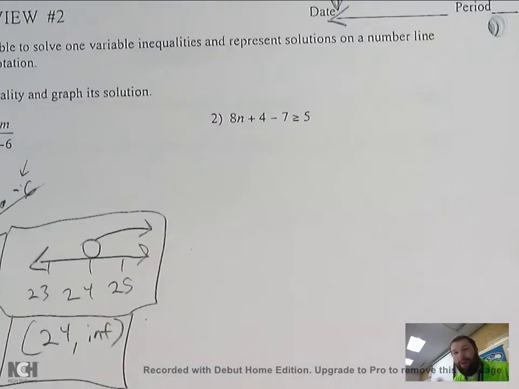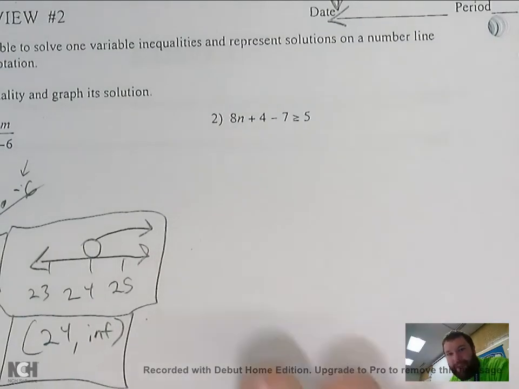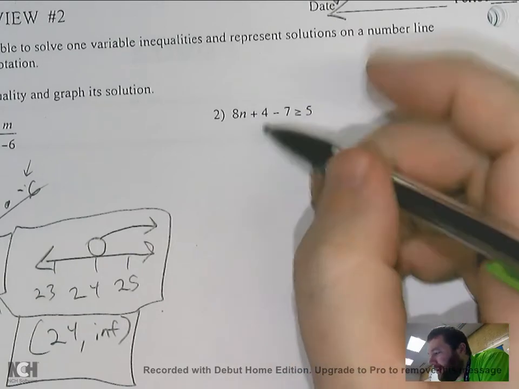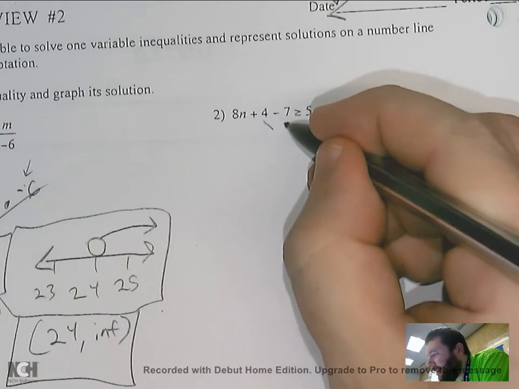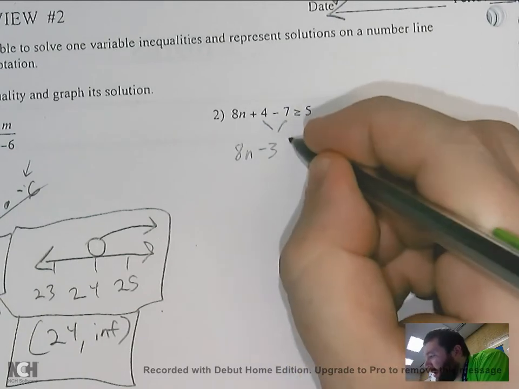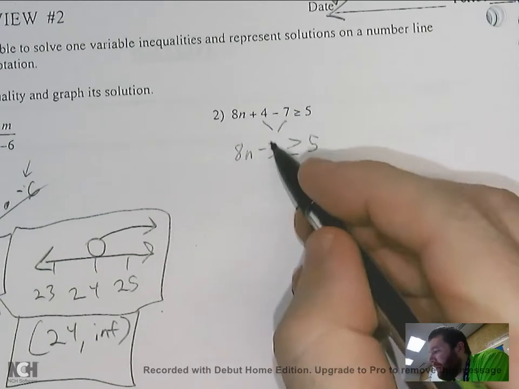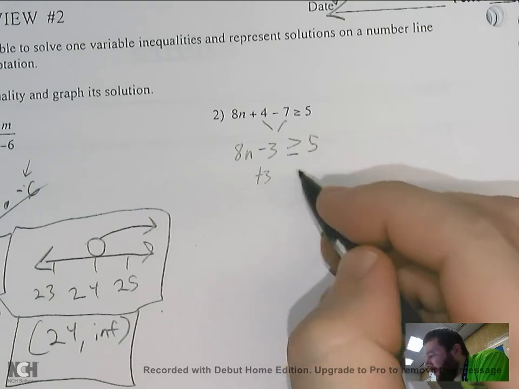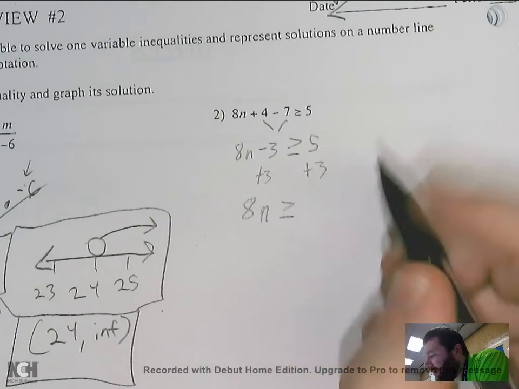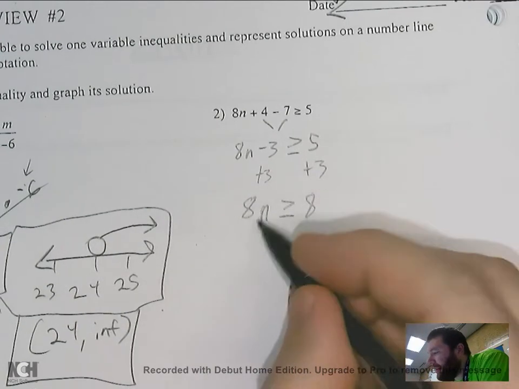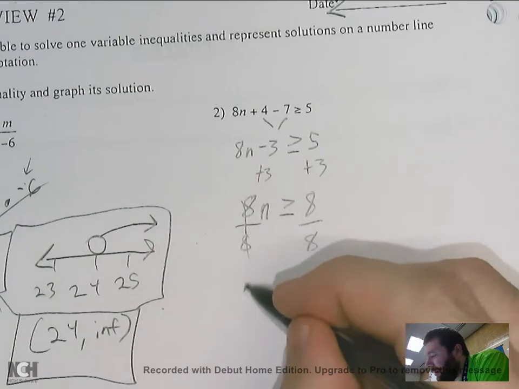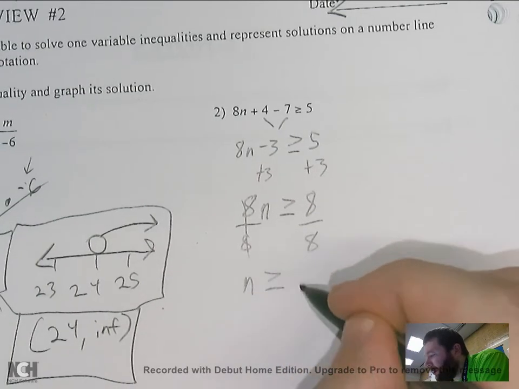Okay, I'm going to go a little bit quicker now. So this video can be a little bit shorter. On number two, you're going to combine like terms. You've got 4 and negative 7. They combine to become negative 3. It's greater than or equal to 5. Now, it's a party problem. I'm going to add the 3 first to move it away. That gives me 8n is greater than or equal to 8. And then I divide by 8 to get rid of the 8. And n is going to be greater than or equal to 1.